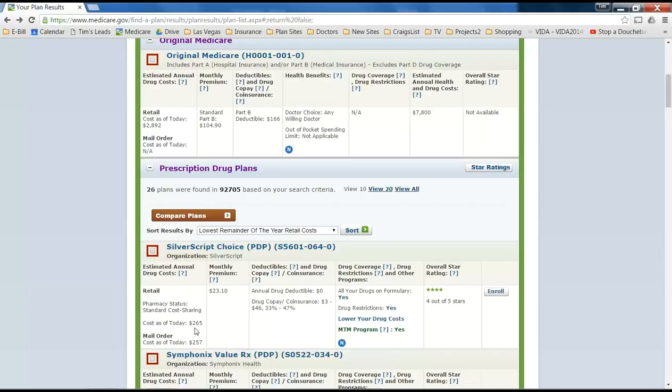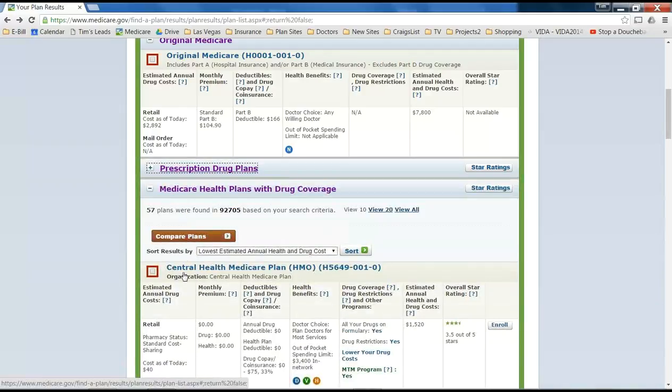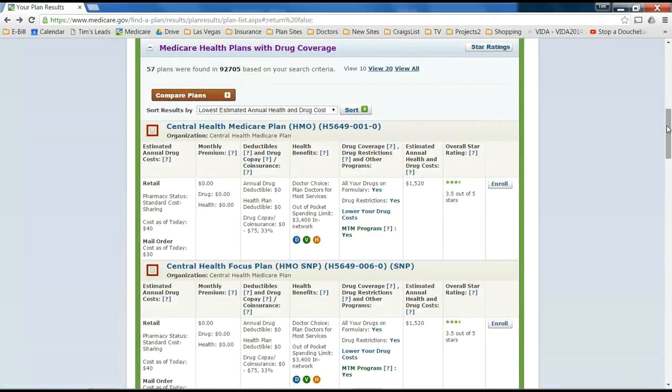So again, cost as of today for the rest of the year would only be $265 on a prescription drug plan. On an MAPD, we even start to see even better savings. This person with those 4 medications would be down to $40 for the rest of the year. If they did mail order, $30. So let's see how that breaks down.